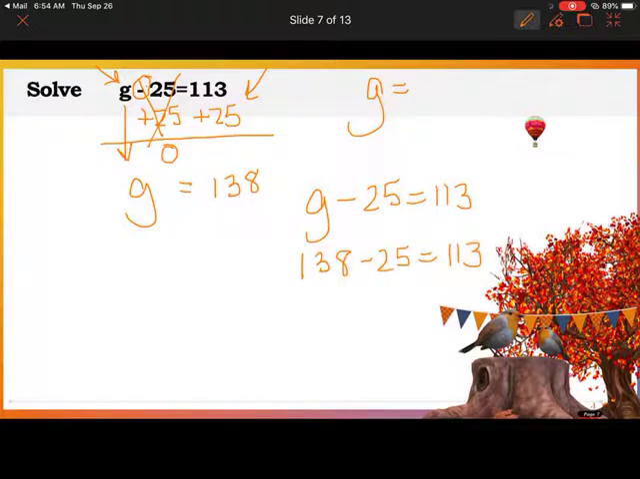I'm going to do this operation over here. So 138 minus 25 is 113. Bring everything else down. And I say, well, does 113 equal 113? Yes. So we are correct. So my answer is G equals 138.